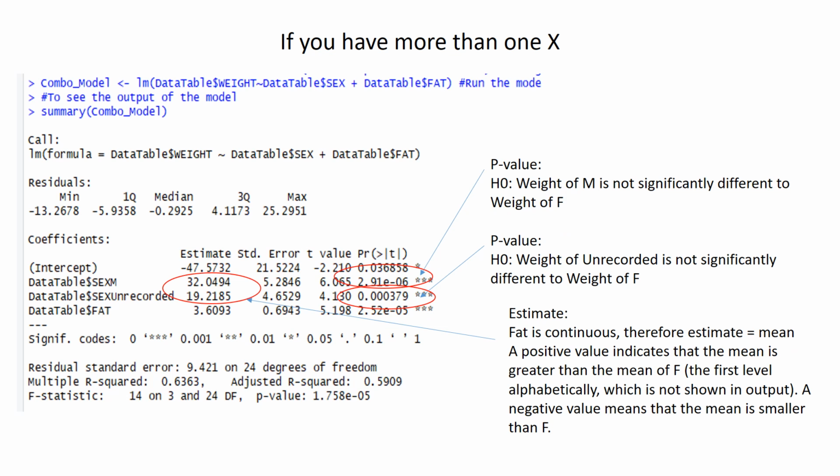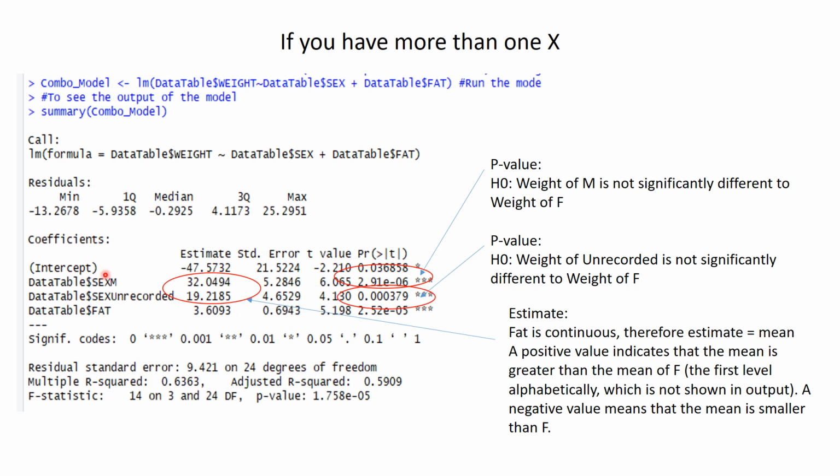Then we also want to look at the effect of sex. Sex again is a categorical variable, so we interpret the information in the coefficients table slightly differently. Our p-values in this case test whether the weight of male is significantly different to the weight of females.